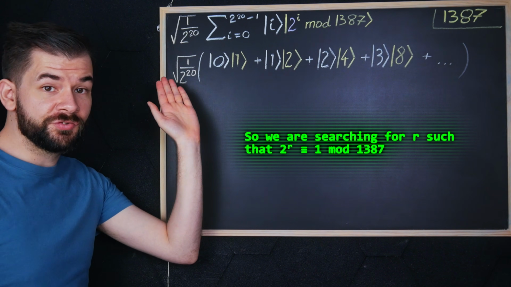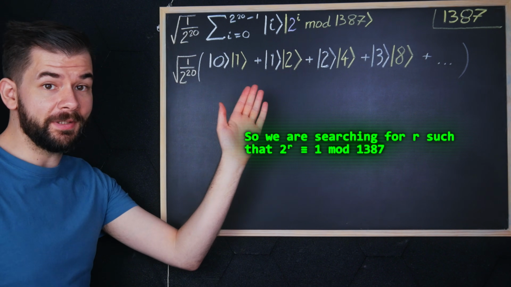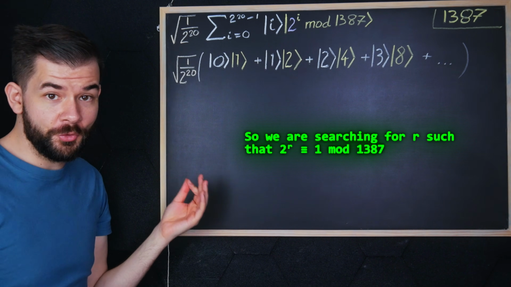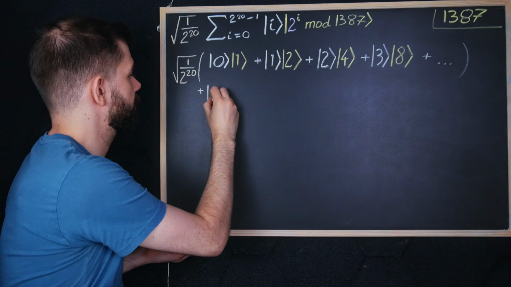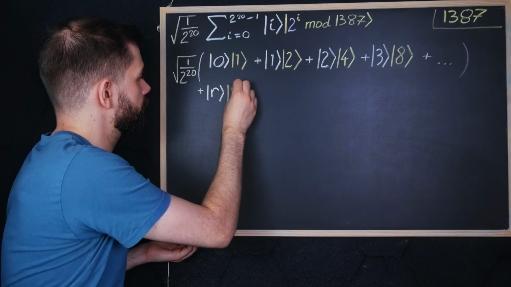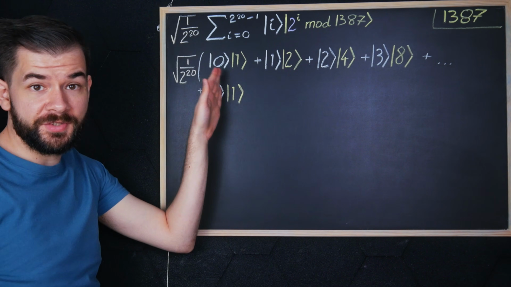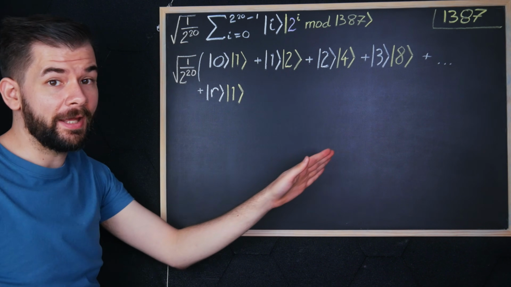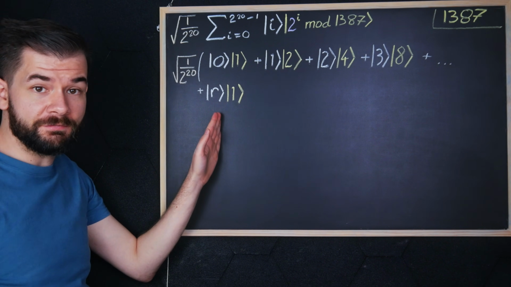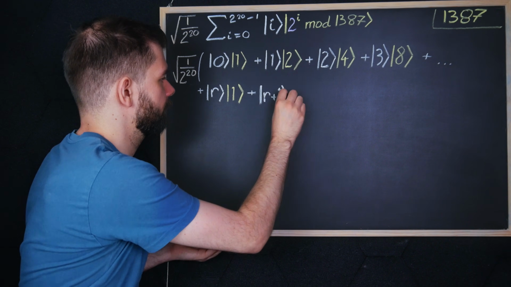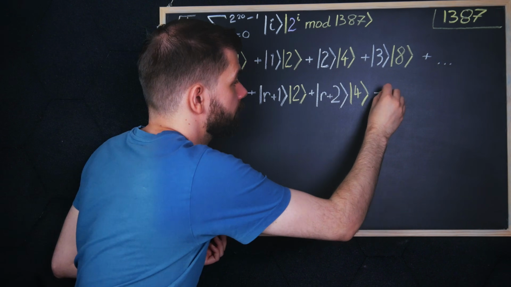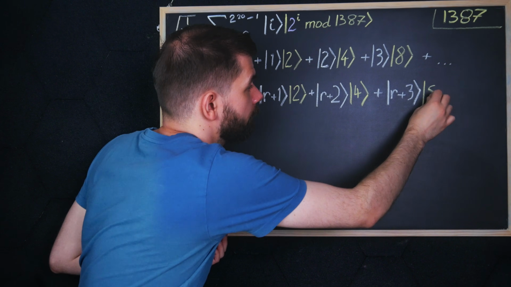And now remember, somewhere during this process there will be a magic power r with 2 to the power of r being 1 mod 1387, i.e. another input, r, also with an output of 1. So we've got 0, 1, 2, 3, and so on, and eventually r, which gives an output of 1, and from there, the next input will give an output of 2, and then 4, and so on. In other words, this is periodic.